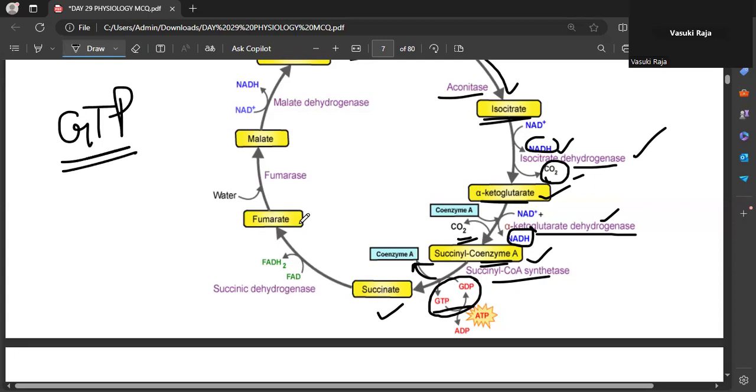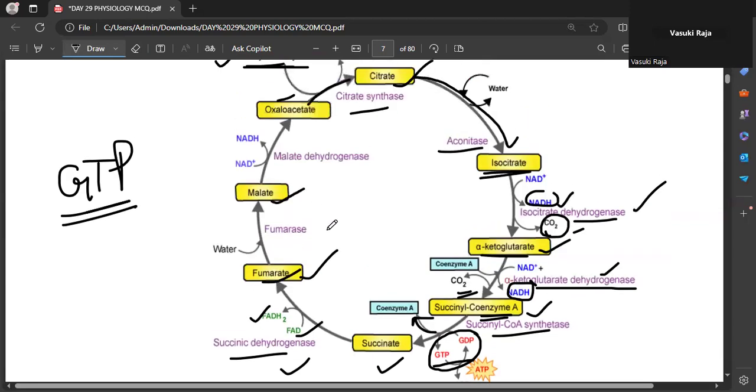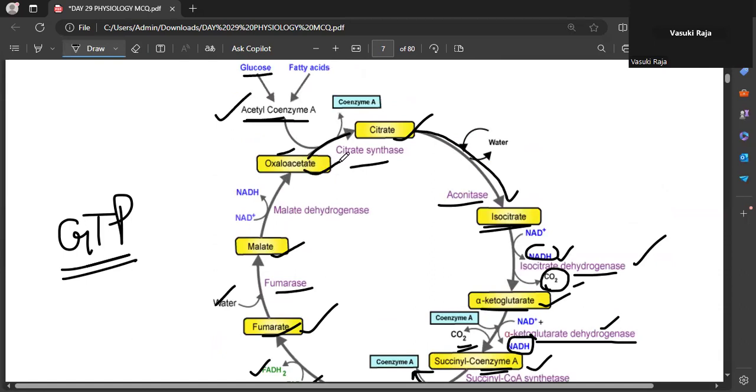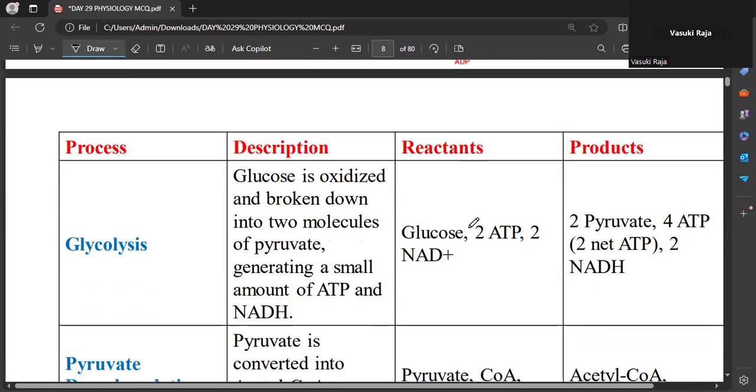Now, this succinate is converted into fumarate with the help of the enzyme succinic dehydrogenase. Once again, when it is a dehydrogenase enzyme, it is going to produce either NADH or FADH2. As it is fumarate, it will produce FADH2. Now, this fumarate will be converted into malate by the enzyme fumarase with the addition of water. Now, this malate is once again converted into oxaloacetate with the help of the enzyme malate dehydrogenase. And this is a dehydrogenase enzyme, so once again NADH is produced. This is what the Krebs cycle is.